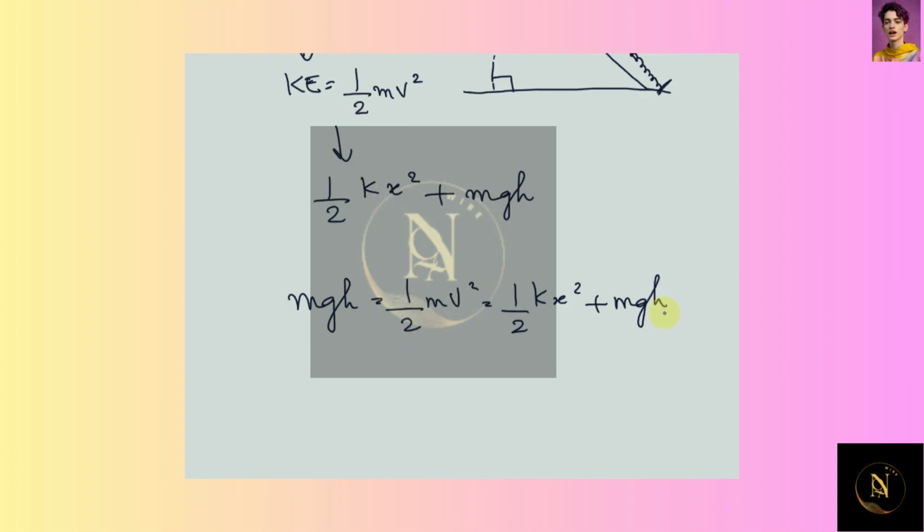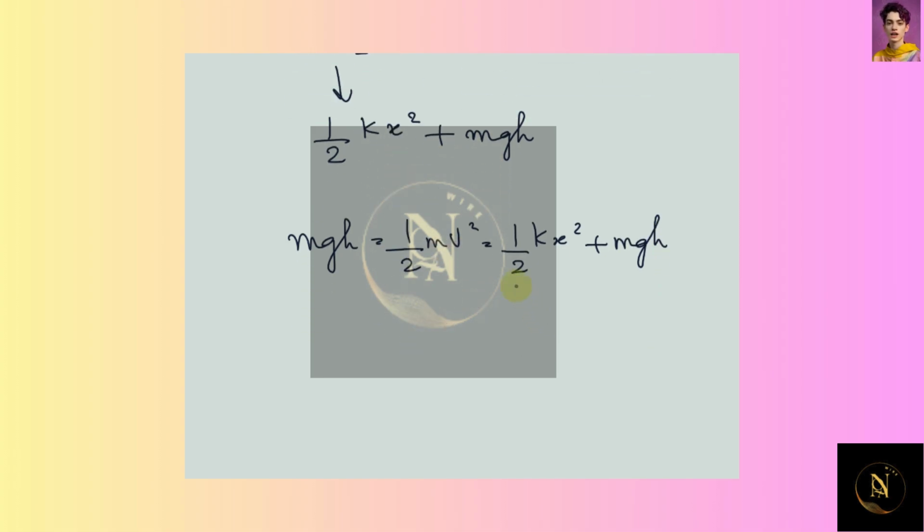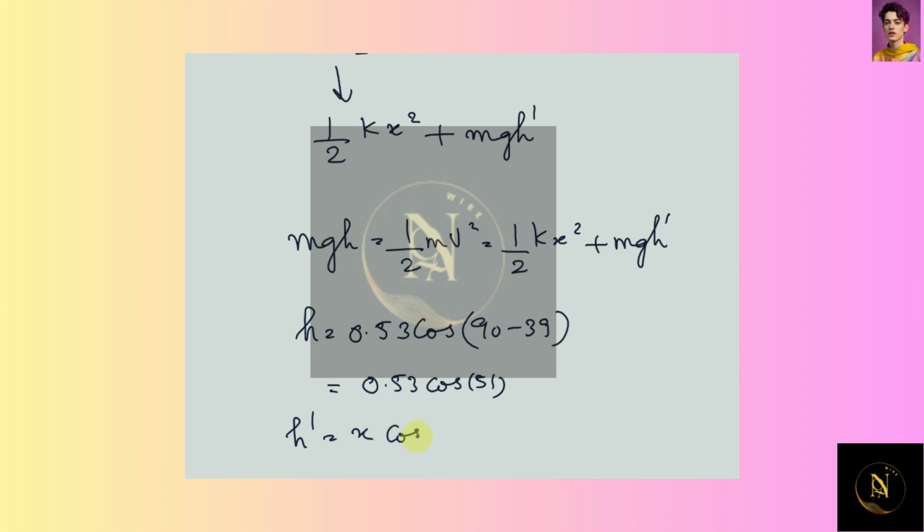Now, h is the height the block descends, x is the compression of the spring, and h dash is the vertical height the block travels during the spring compression. The value of h will be equal to 0.53 into cos of (90 minus 39). The h value is 0.53 into cos of 51. And h dash will be equal to x into cos of 51.